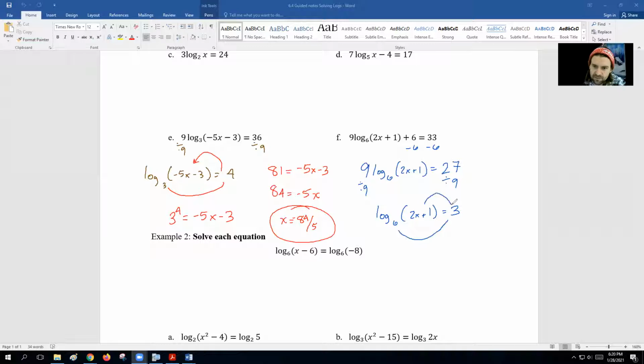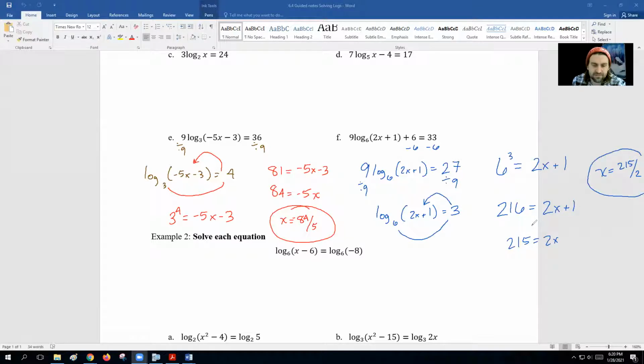Then we do a loop and swoop. So we get 6 to the third power equals 2x plus 1. All right, calculator time, 6 to the third power is 216. So we are going to subtract 1 over, so we get 215 equals 2x. And then we divide by 2. It doesn't come out nice, so we can make it a fraction, 215 over 2.